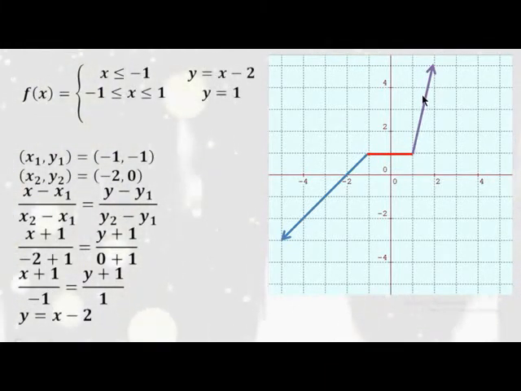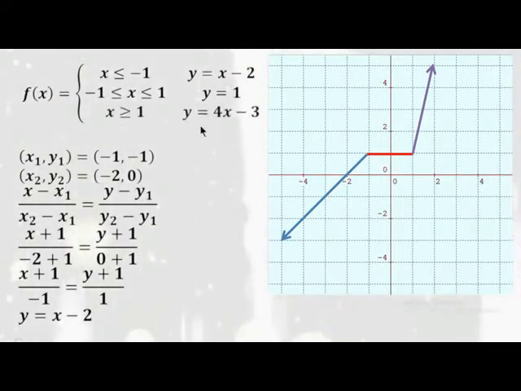How about this one? As you can see, this is also an arrow. It means this line doesn't finish here. It is infinite. So the domain starts from 1 and every number bigger than that. So the domain is x greater than or equal to 1. And the equation is y equal to 4x minus 3. You got this equation also from this formula, the same way to get it.